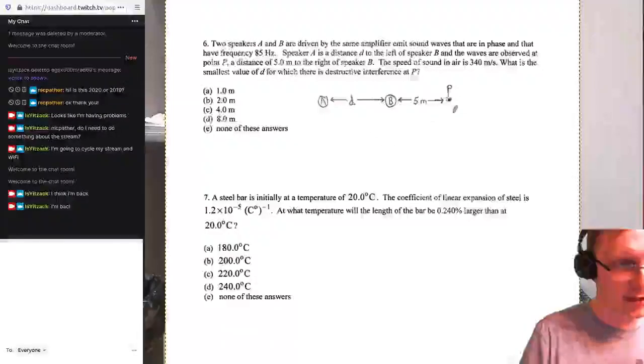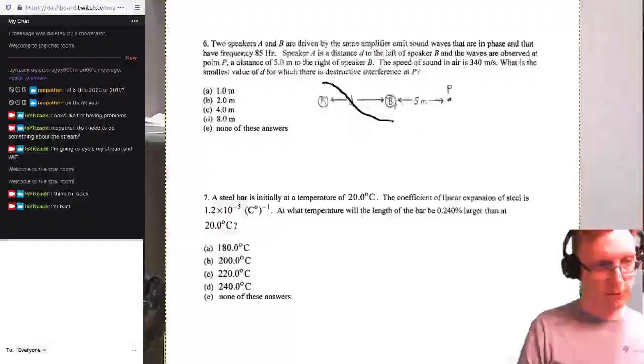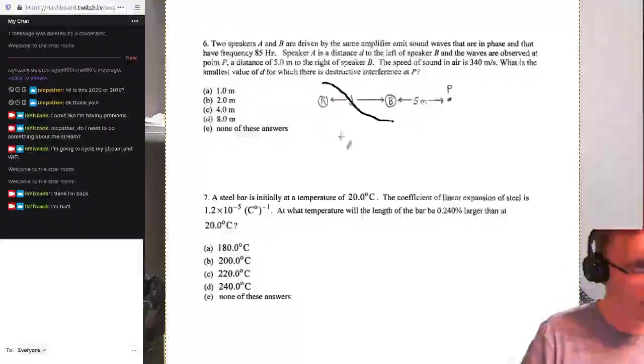So we want destructive interference at P. That means we have destructive interference all over this distance, and so we need this here to be like so, in order for B to cancel A at any point along this direction. What is the smallest value? That becomes D. So D is equal to lambda over 2.